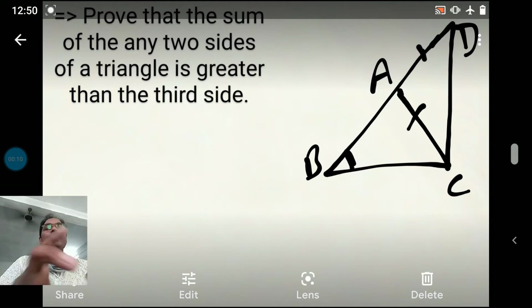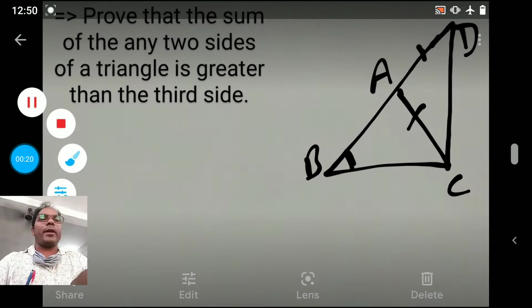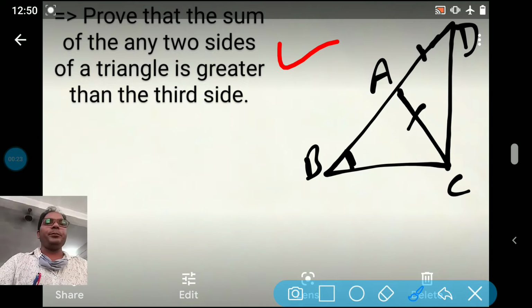Before that, I am going to explain one theorem, that is: prove that the sum of any two sides of a triangle is greater than the third side. This theorem you can see written here. The sum of any two sides of a triangle is greater than the third side.